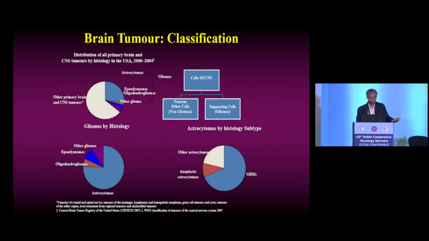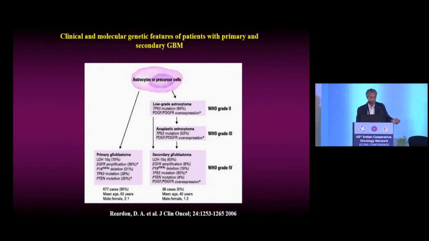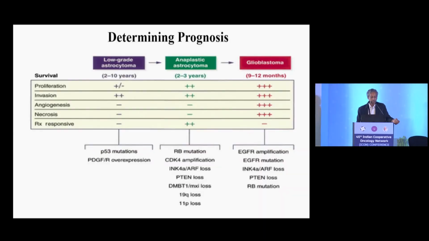So this is just talking about brain tumor classification. I don't think I'll go through that. But these are the things that we already discussed about the molecular genetic features with the primary and secondary GBM, and that is how your molecular workup will help you to find out whether it's primary or secondary. And some of the things which are determining the prognosis for these patients are listed here. I think we have discussed some of it already.